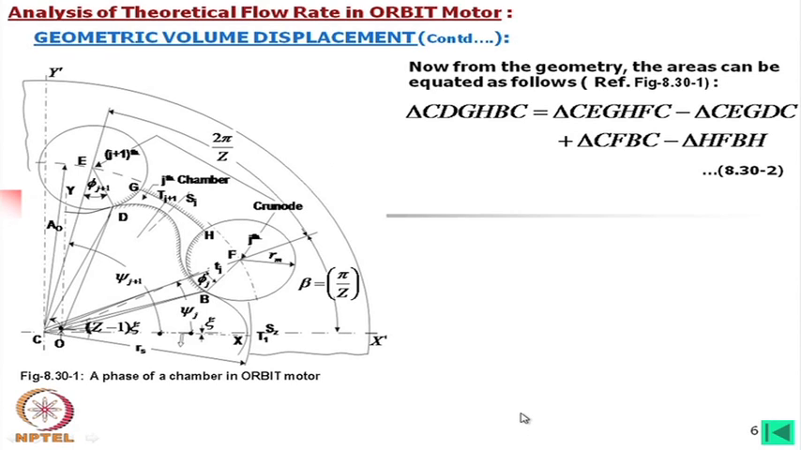Now, how is it done? This is pure geometric analysis referring to this figure. What we find is that the area C, D, G, H, B, C is equal to the area C, E, G, H, then F, then C. First we consider this area. Okay.